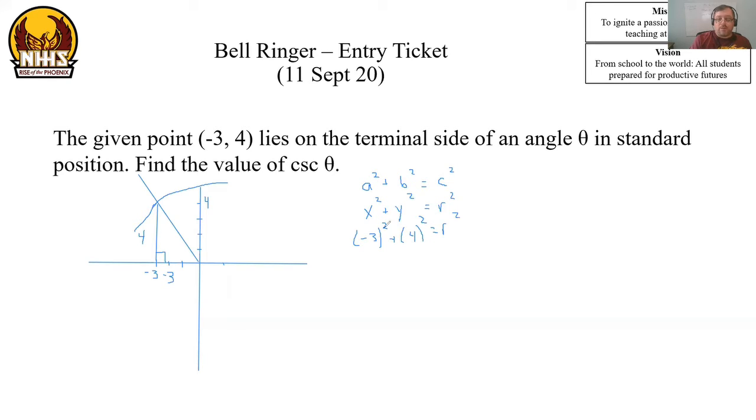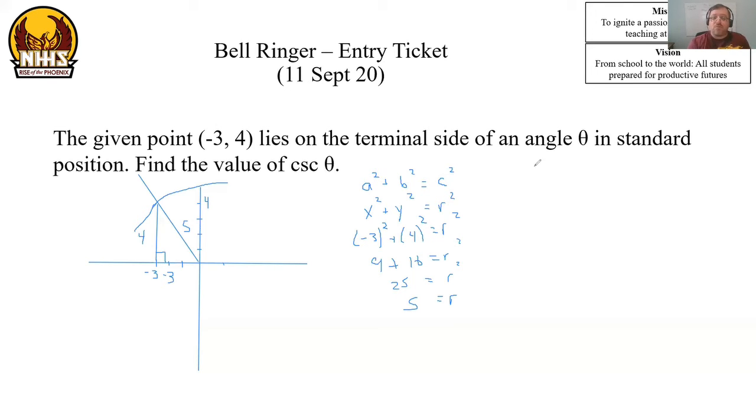So when I think about this, well, 3 squared is 9, 4 squared is 16. Let me erase that right here. I wrote too quick. Let's go. So 9 plus 16 is equal to r squared. r squared is equal to 25. r is equal to 5. So we found the 5 here, which is what's known as the hypotenuse.